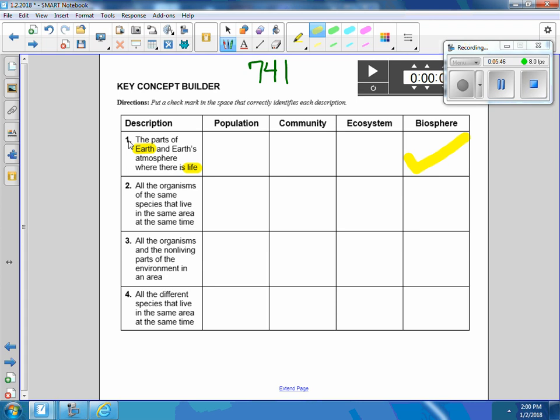Go to the next one. Read it for me, Marcel. All of the organisms of the same species that live in the same area at the same time. Okay. Keyword is? Organism. And? Species. Same. Oh. It's the same species. Okay, so we're underlining same species. And we're just counting all the ones that are the same, Salik. And if we're counting all the Saliks in the room, how many Saliks do we have? 1. So the population of Saliks is 1 in this classroom.